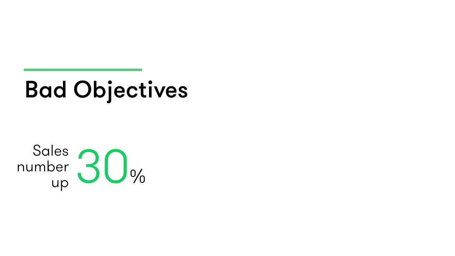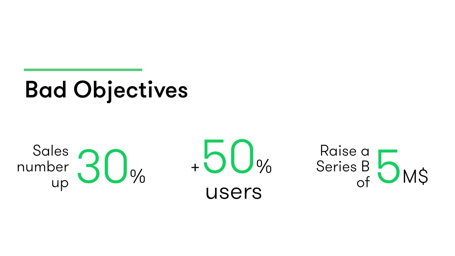So some examples of bad objectives. Sales number up by 30%. Plus 50% users. Raise a Series B of $5 million. Any idea why these are bad objectives? Come on, louder. Yes, they are key results, they're not objectives. You should not be able to measure an objective, okay?